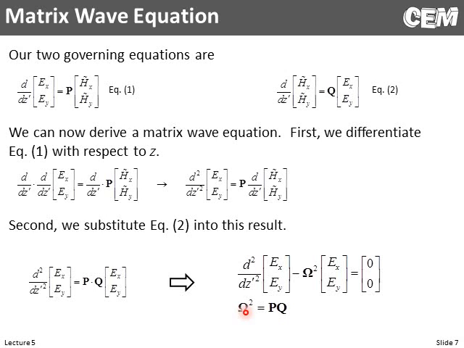Last lecture, the previous lecture, we had just an omega, not an omega squared, because we had a first order differential equation. Now we have second order, so we're calling this omega squared, but it's just P times Q. So we have a second order matrix differential equation, and that is our wave equation. This is what describes waves.